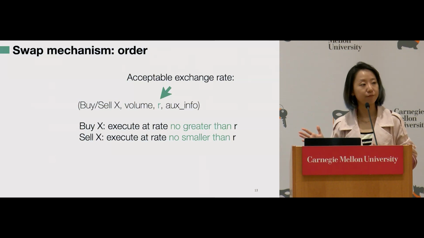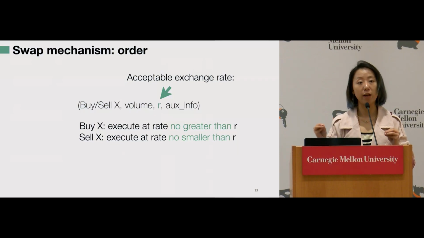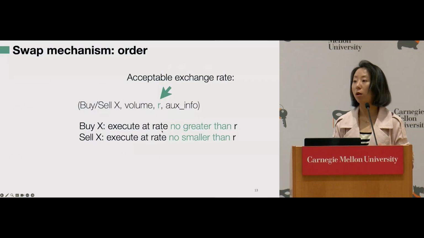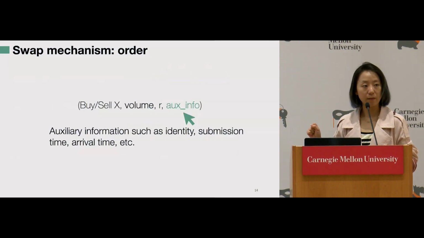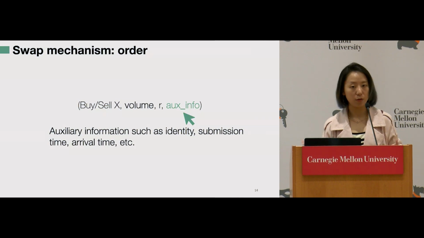Now, the third attribute denotes the acceptable exchange rate. So this is the worst price the user is willing to accept to execute its order. For buy type orders, it means that I want my order to be executed at a rate no greater than R. And for sell type orders, it means I want my order to be executed at a rate no smaller than R. And this last entry represents auxiliary information. It could be identity, submission time, arrival time, et cetera. It could be used to sort the orders.